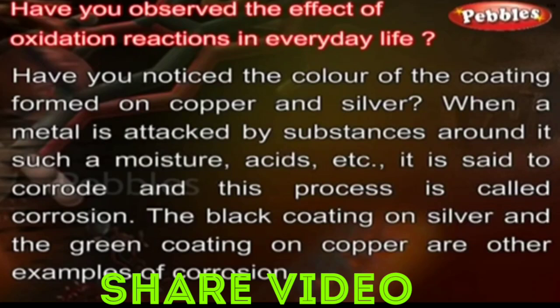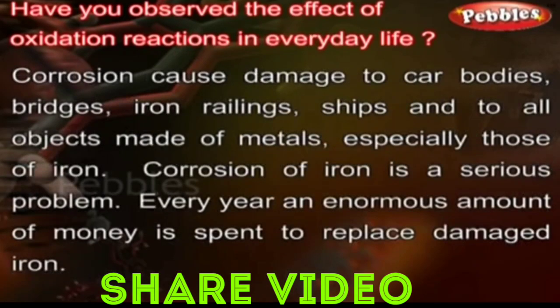When a metal is attacked by substances around it, such as moisture, acids, etc., it is said to corrode, and this process is called corrosion. The black coating on silver and the green coating on copper are other examples of corrosion. Corrosion causes damage to car bodies, bridges, iron railings, ships, and to all objects made of metals, especially those of iron. Corrosion of iron is a serious problem. Every year, an enormous amount of money is spent to replace damaged iron.